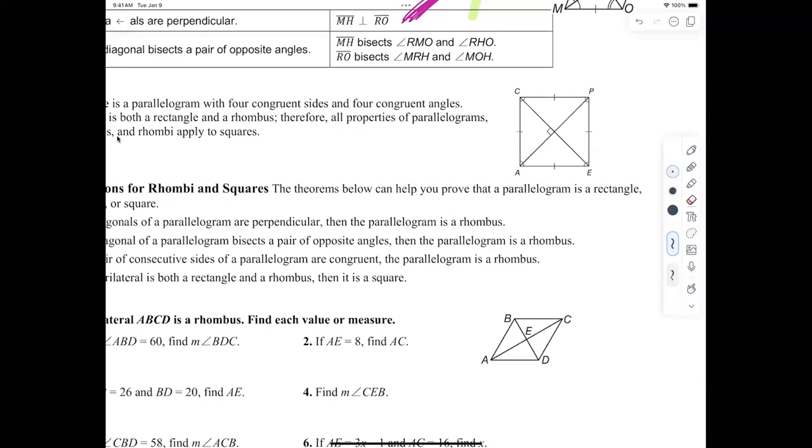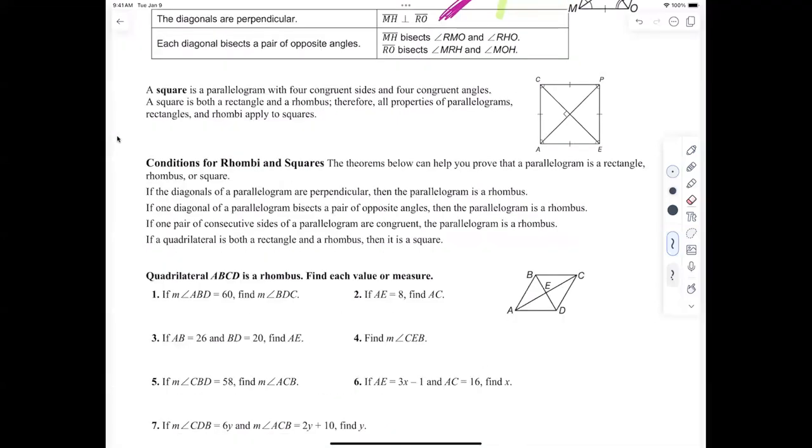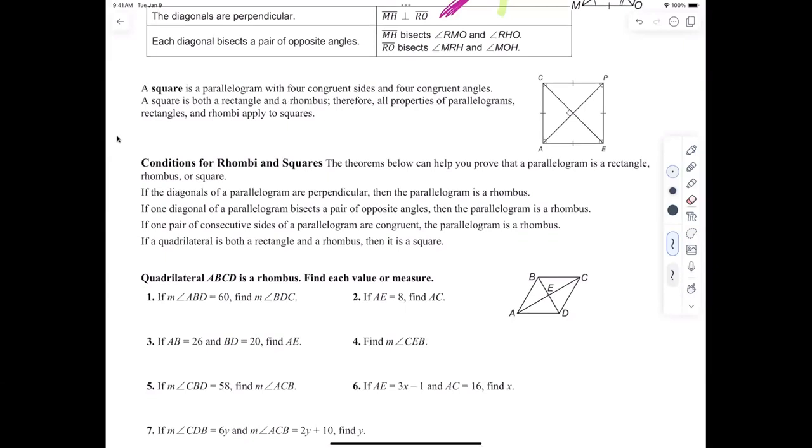Again, if you don't like it, on my test, I always drew out the square, the rectangle, the rhombus, and the parallelogram. And then I just looked at it and it was obvious once you look at it. So these are the properties. If the diagonals of a parallelogram are perpendicular, then it definitely is a what? Rhombus. If the diagonals are perpendicular and congruent, it's a square.